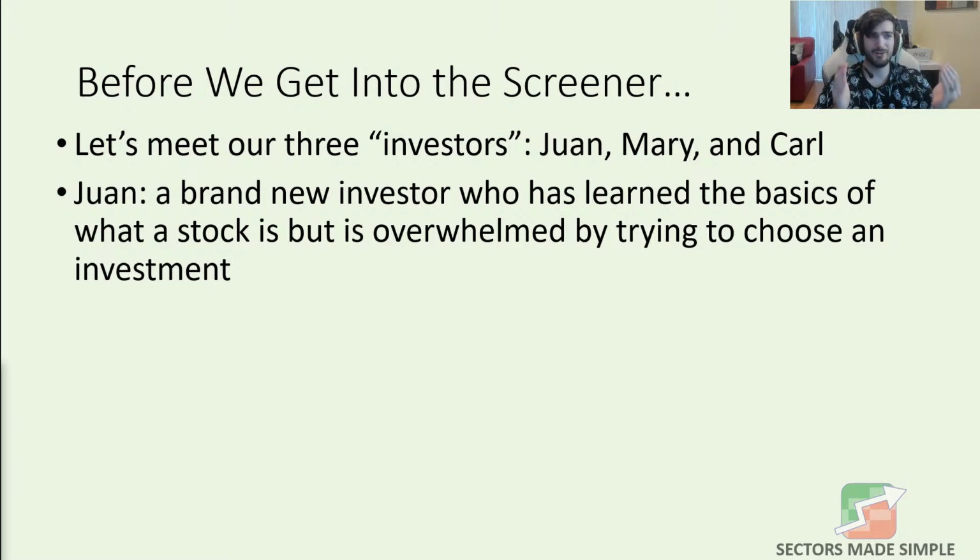I start trying to figure out, all right, which one sounds the best? Which one has the least calories? Which one has the most calories? Whatever you're looking for that day. Trying to make a decision between 3 things is hard enough. Imagine 500. So for Juan, his goal is he wants to start learning, he wants to start investing, but he's overwhelmed. 500 companies is too many. He needs help to find 1 or 2 companies that he should consider buying.